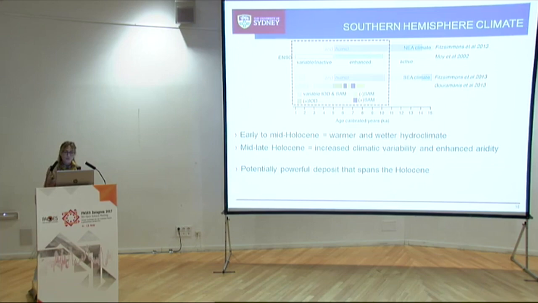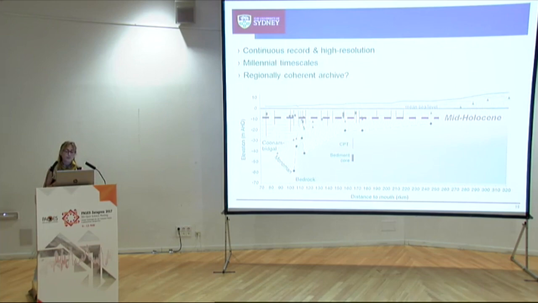Spanning the Holocene. We're confident it spans the Holocene because we've got evidence to suggest that it continues below the mid-Holocene in terms of the stratigraphy. Regionally, we should be able to find a continuous record that's quite high resolution. We think we've got decadal variability, so capturing ENSO variability in there over millennial timescales, and it should have the ability to be a regionally coherent archive as well.